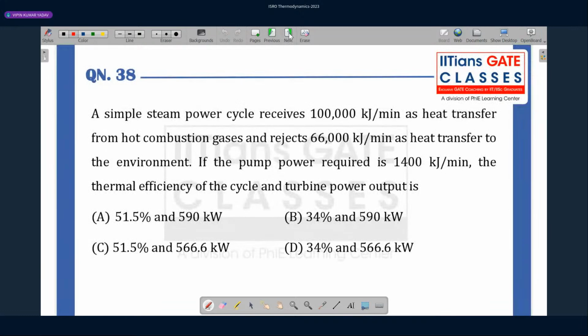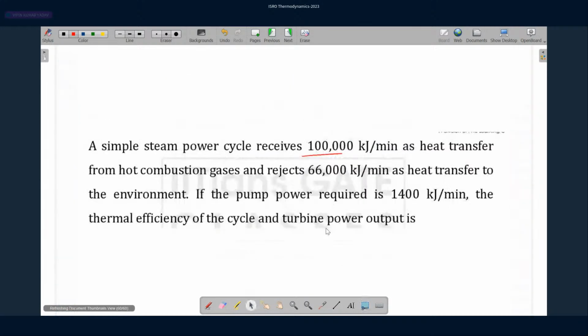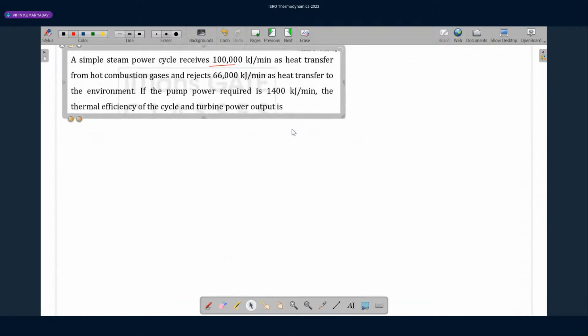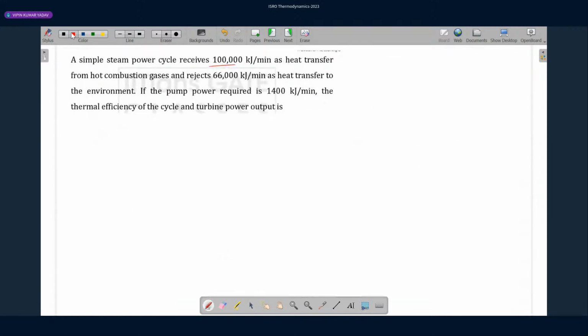Again, a very simple question. A steam power plant receives this amount of heat. Just one second, let me draw the diagram as well so that I can explain it better. So steam power plant means what? Just now we have talked, it is your Rankine cycle. So what is the Rankine cycle?